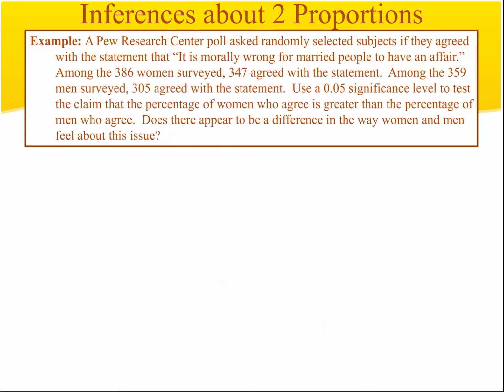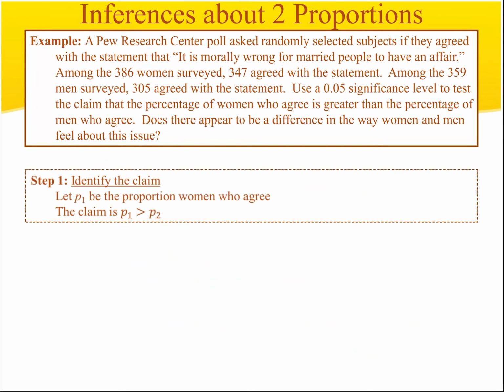Okay, one more example. Inferences about 2 proportions. A Pew Research poll asked randomly selected subjects if they agreed with a statement that it is morally wrong for married people to have an affair. Among the 386 women surveyed, 347 agreed with the statement. Among the 359 men surveyed, 305 agreed with the statement. Use a 0.05 significance level to test the claim that the percent of women who agree is greater than the percent of men who agree. Does there appear to be a difference in the way women and men feel about this issue?